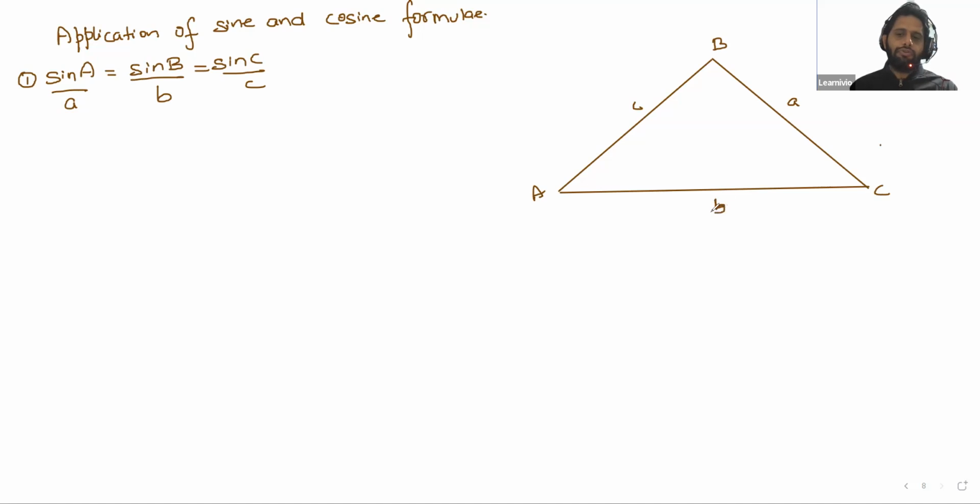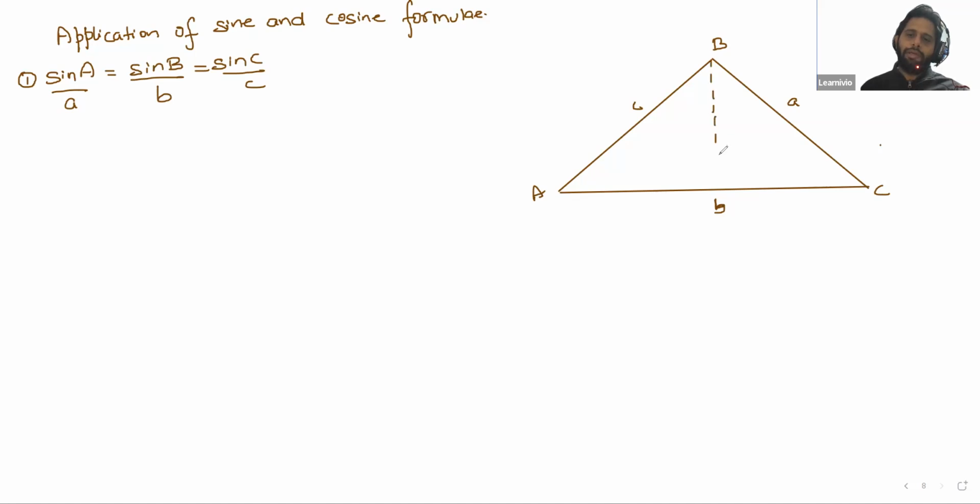इतना clear हो गया? So formula clear हो गया? Sin A means angle, small a means side. Sin A by a, sin B by b, sin C by c. Okay, Sparsh, this clear?